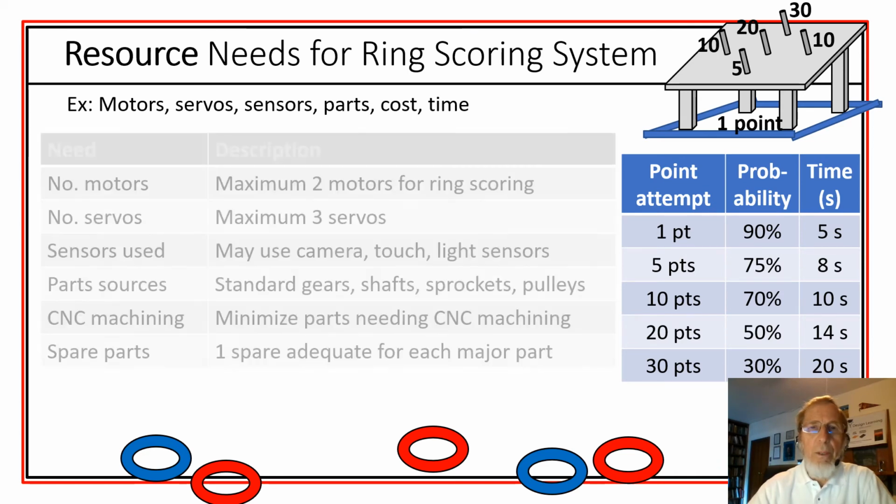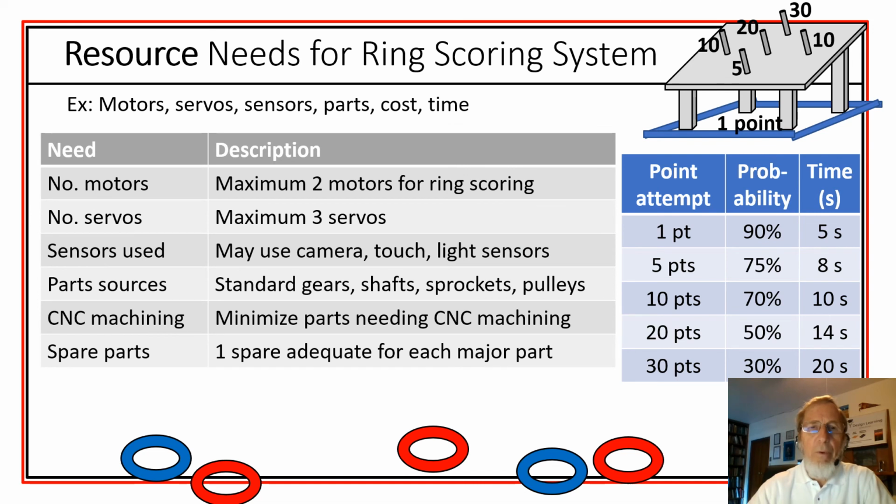What resource needs can we identify? Well, number of motors. When we look at the entire robot, we're limited to a certain number of motors on the entire robot. Here we're allocating, saying only 2 motors max would be available for this ring scoring system. Number of servos, again, this could be affected by the number of ports we have, or the servos we have available. The sensors, perhaps limited by what we have available and what we have the competence to be able to program and use.